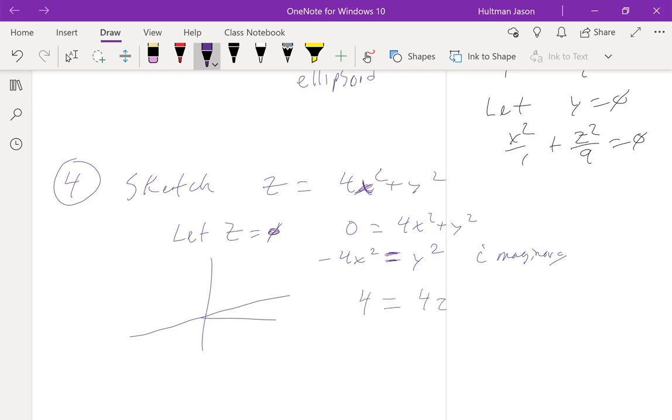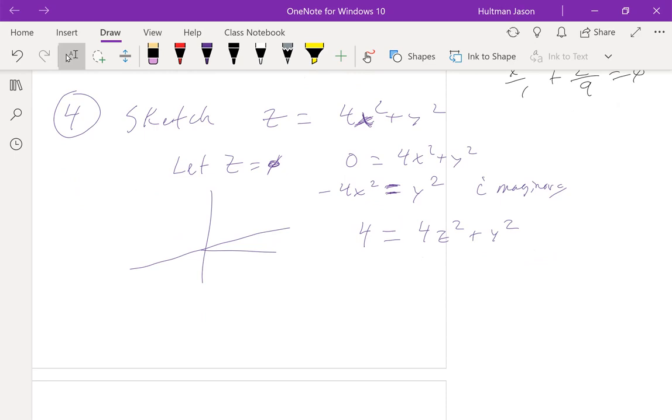4 is equal to 4x squared plus y squared. Now, why is 4 a better choice? Because it's the product of the coefficients of x squared and y squared. And when I divide by 4, what happens?